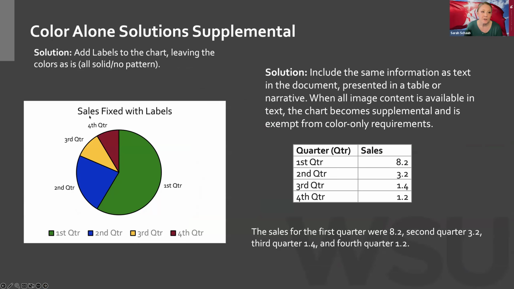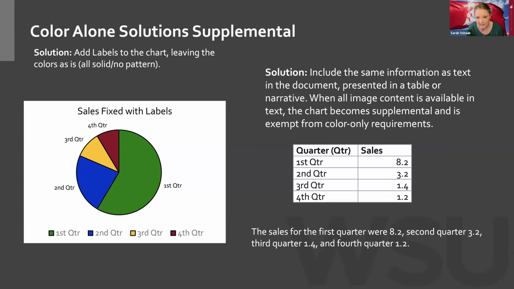So color alone solution. There are some things that you can do if you're using color alone that will improve or make your content accessible. Adding labels to the chart. You can leave the color as it is, all solid with no pattern.